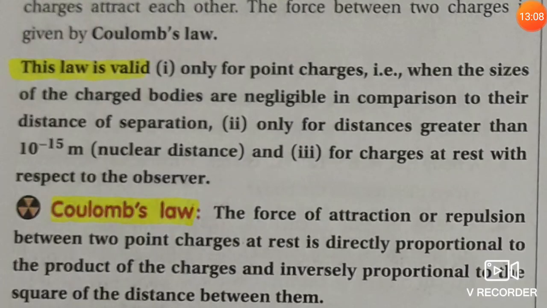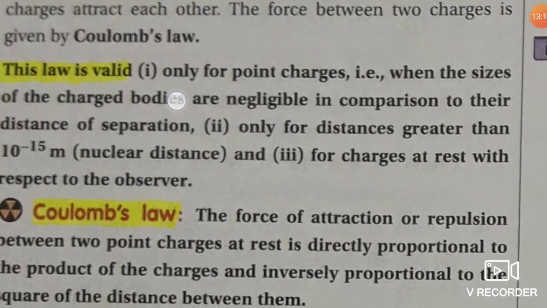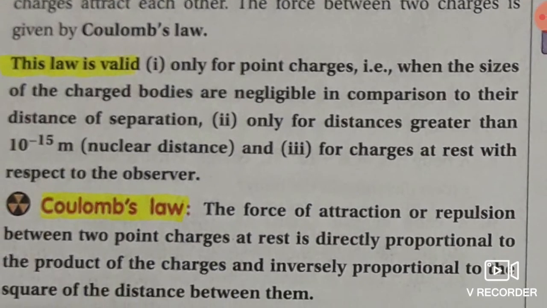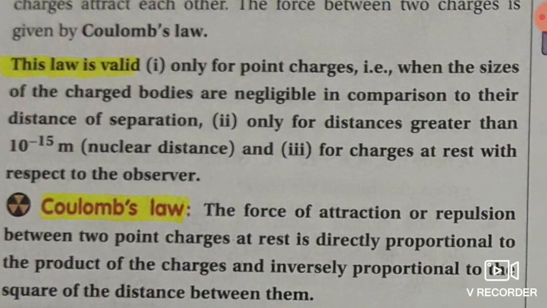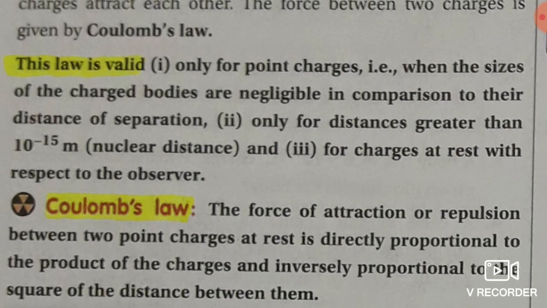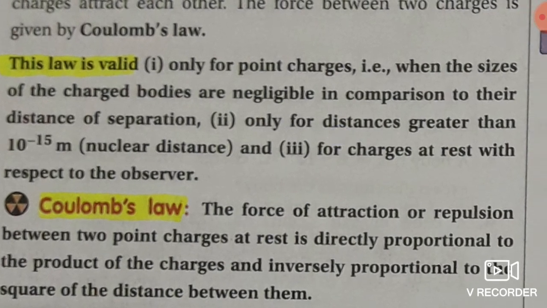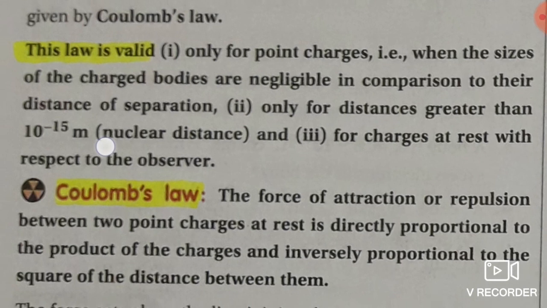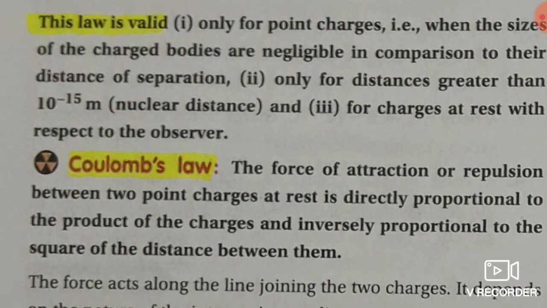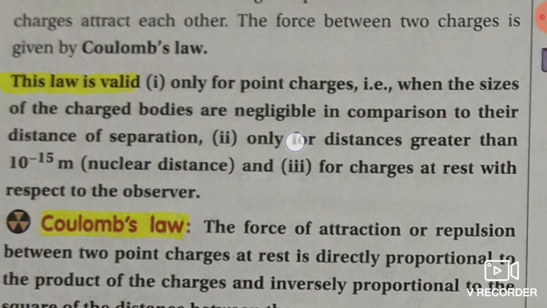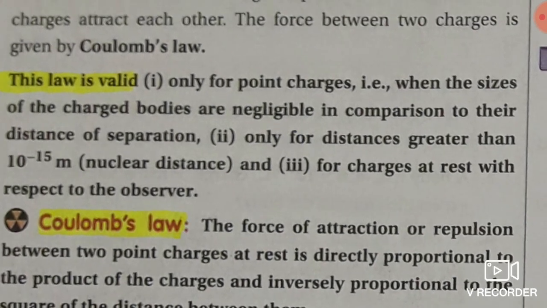The condition of validity of Coulomb's law is that it applies only for point charges, when the charges' size is negligible in comparison to the distance of separation, and the distance between the two charges should be greater than 10 to the power minus 15 meter, that is nuclear distance, and the two charges should be at rest with respect to the observer. So these are the conditions for the validity of Coulomb's law.